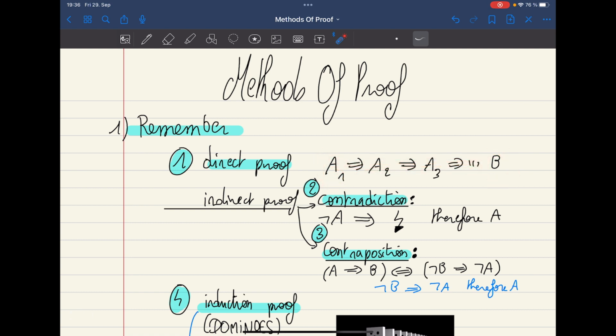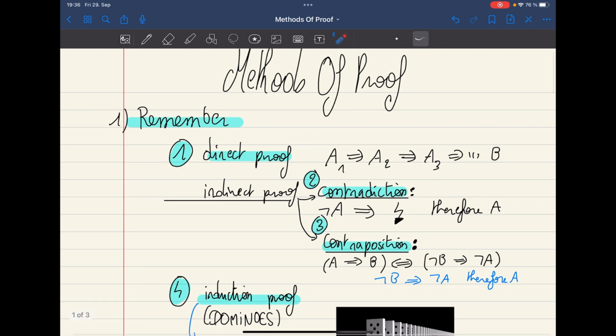Now there are indirect proofs. You don't start from the assumption, but you start from not the assumption. For example, with the contradiction. In the contradiction, we ask what happens if the assumption is wrong. Then we come to a contradiction. Since when the assumption is wrong there is a contradiction, the assumption must be true.